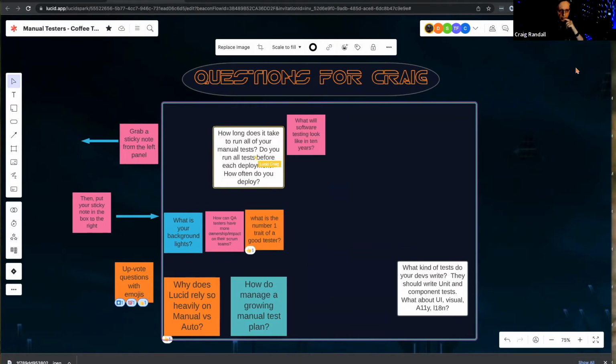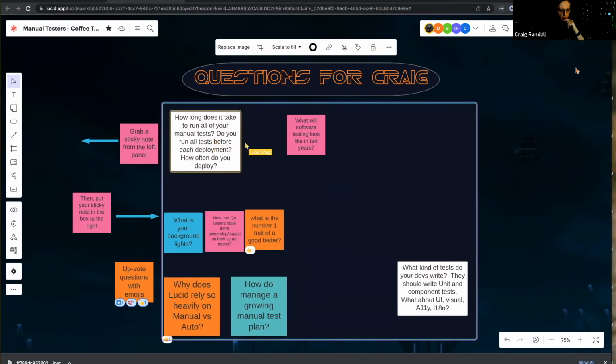All right, let's see these bigger. How long does it take to run all of your manual tests? Do you run all tests before each deployment? How often do you deploy? All right. Do you run all tests before each deployment?